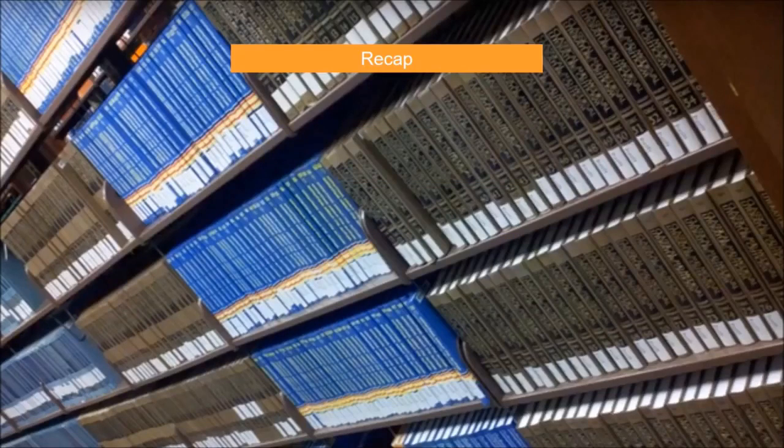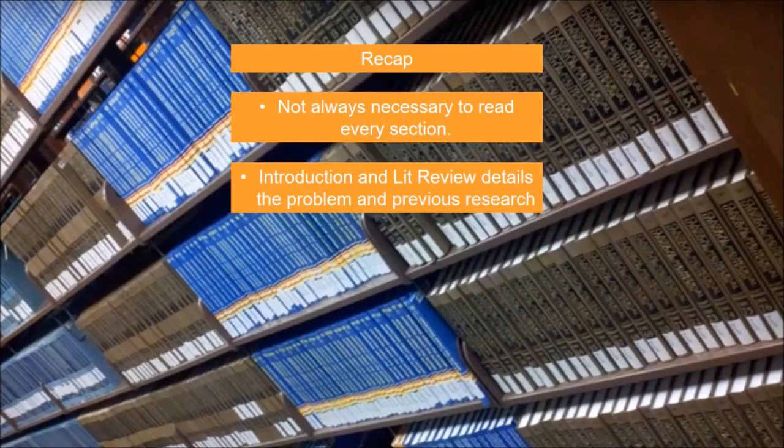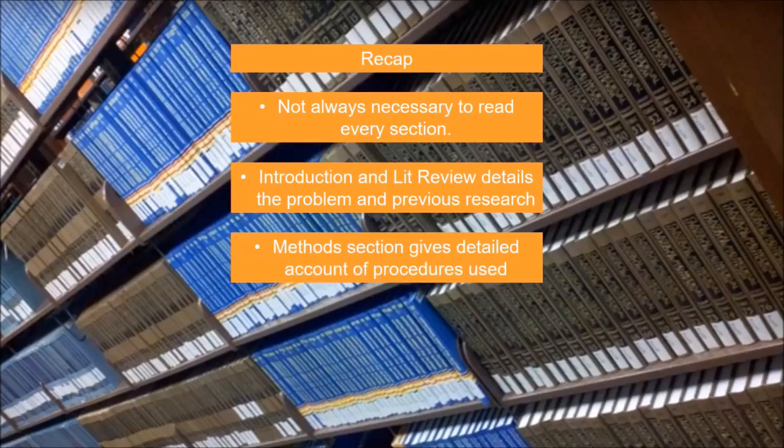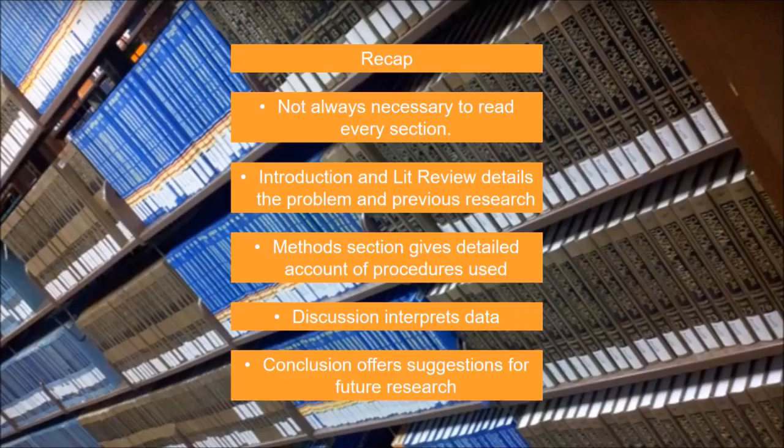So, to recap, you don't necessarily want to read an entire scholarly article from beginning to end. You only want to read sections that may have information important to you. The introduction and literature review sections describe the problem that the researchers hope to solve and also give a review of previous research. The methods section gives a detailed account of the procedures used in the study. The discussion section interprets the data from the results section. And finally, the conclusion section offers brief suggestions for future research.